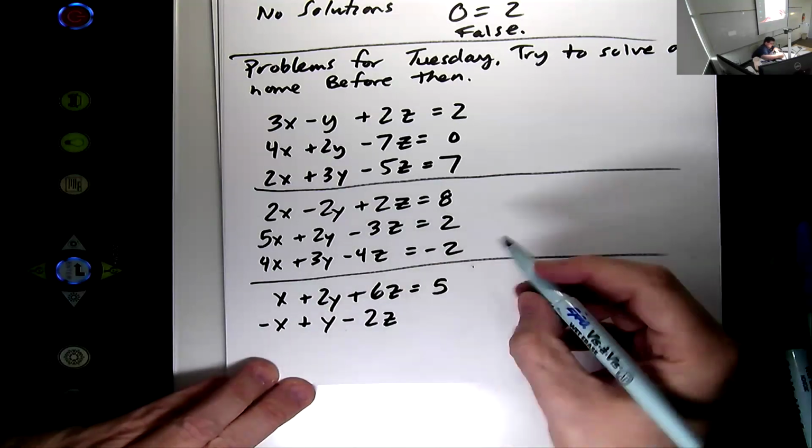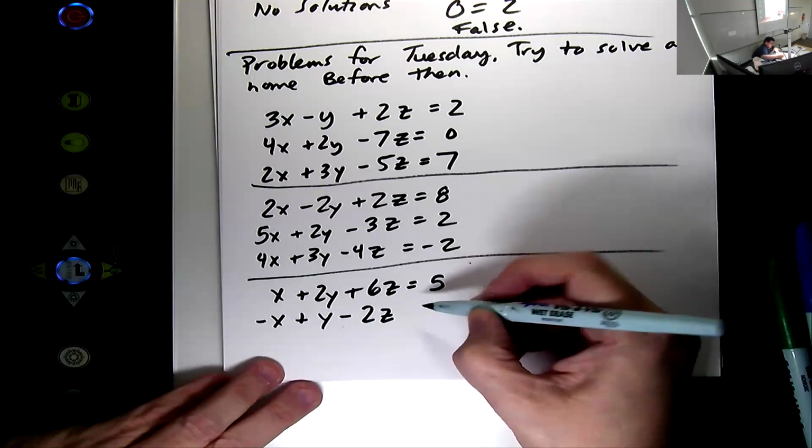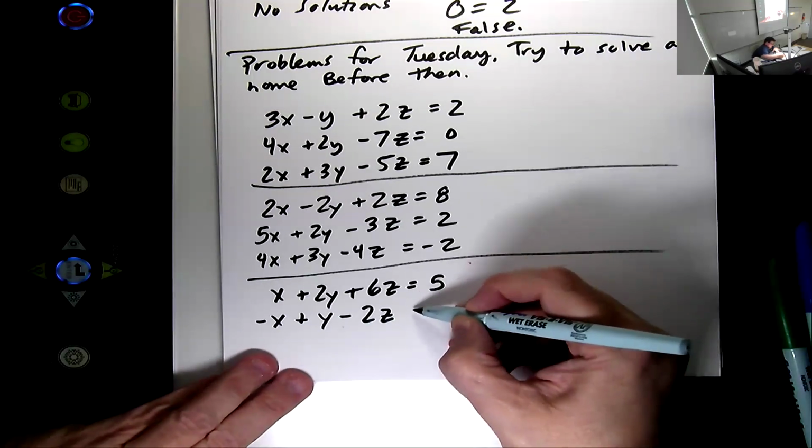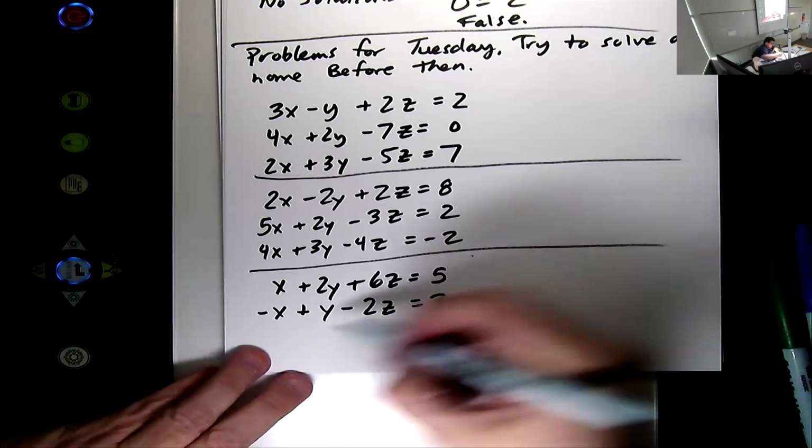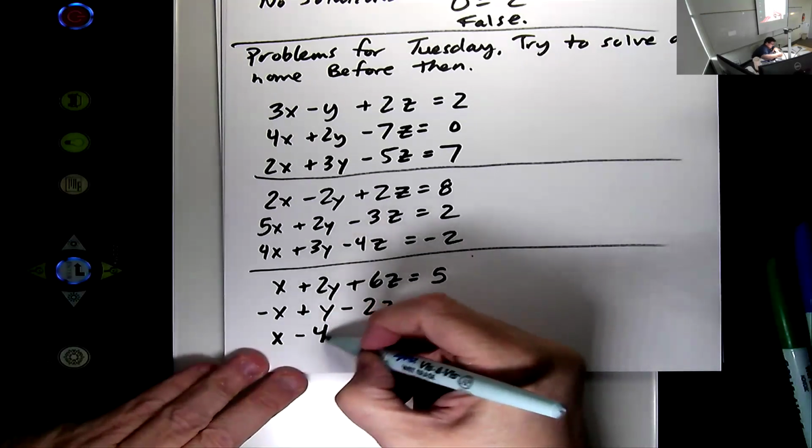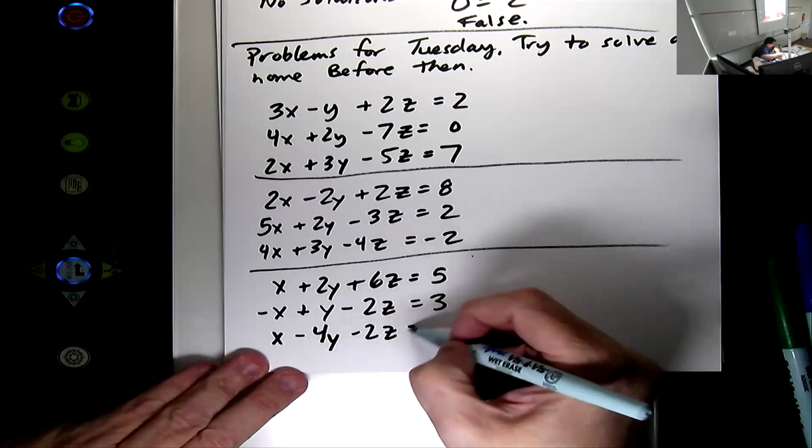We had x plus 2y plus 6z equals 5. Negative x plus y minus 2z equals 3. And x minus 4y minus 2z equals 1.